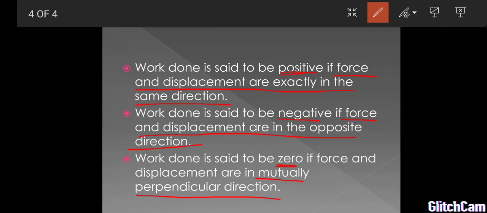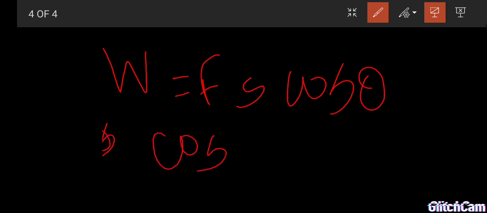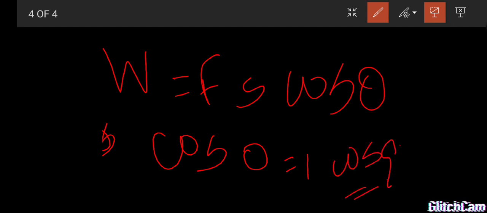Now, actually what is work done? Work done is equal to F S cos theta. You are going to study trigonometry in the next chapter, next class, 10th class. You know that cos 0 is equal to 1 and cos 90 is equal to 0. So if the angle between force and displacement is 90 degrees, then the value is 0, so the work done is also 0.